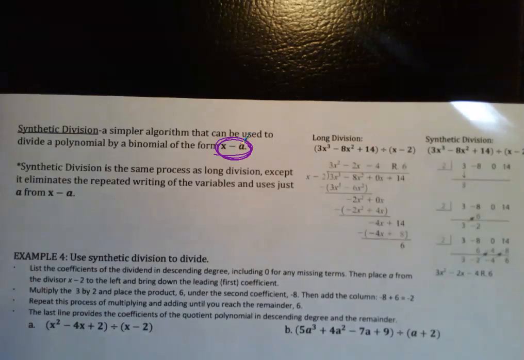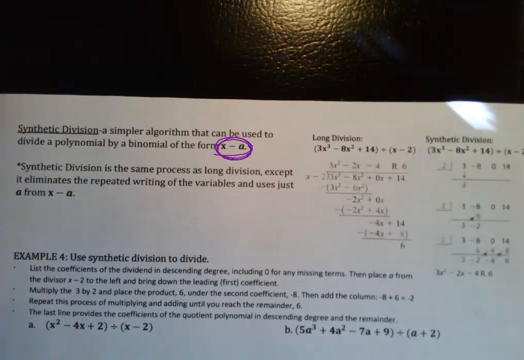Okay, so this will only work when we have a binomial. It can be x plus a as well, like x plus 3 or something, and we would use a negative number, but it has to be a binomial. All right, so synthetic division is the same process as long division, except it eliminates the repeating writing of the variables and uses just the a from x minus a. So if we look at this, this is the long division, and this other one is the synthetic division.